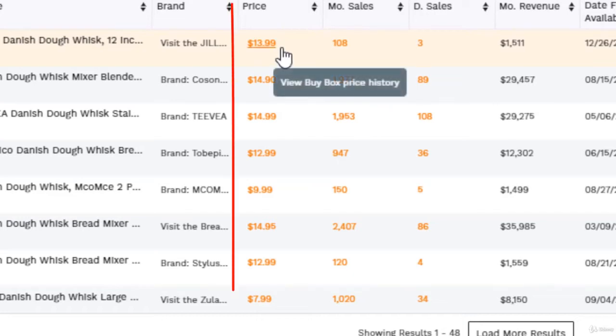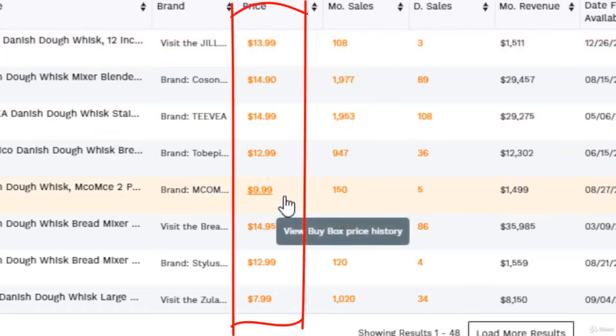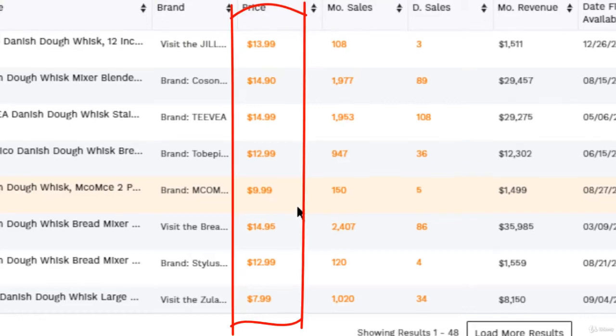All the sellers must be selling the product within an acceptable price variation, like $10, $11, $13, which means the price is consistent. Contrary to this, if one is selling at $10 and others are at $30 or $4, leave that product.